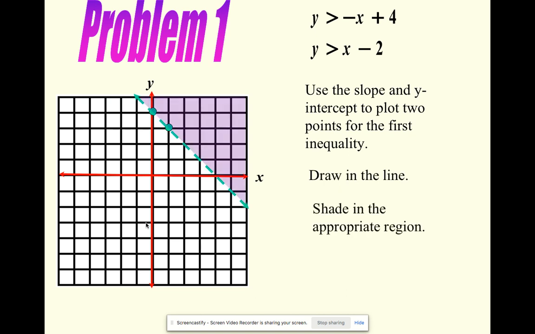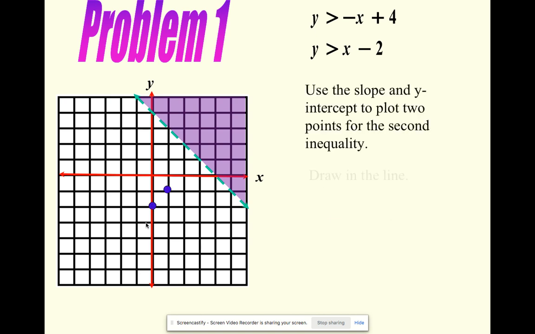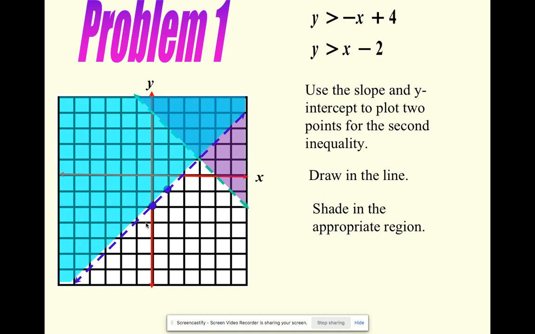Let's go ahead and look through this. We plot our first line. We're going to shade above, and it's going to be dotted because it's greater than. We can go ahead and graph our second inequality. It's going to be a dashed line as well, and we're going to shade above because it's also greater than. And then this dark blue area is our solution. It's where our shaded areas are colliding at the same time.